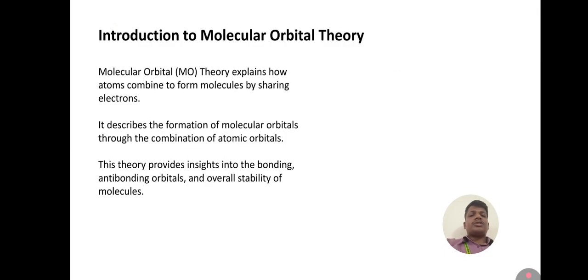First of all, introduction to molecular orbital theory. Molecular orbital (MO) theory explains how atoms combine to form molecules by sharing electrons. It describes the formation of molecular orbitals through the combination of atomic orbitals. This theory provides insights into the bonding, anti-bonding orbitals, and overall stability of molecules.